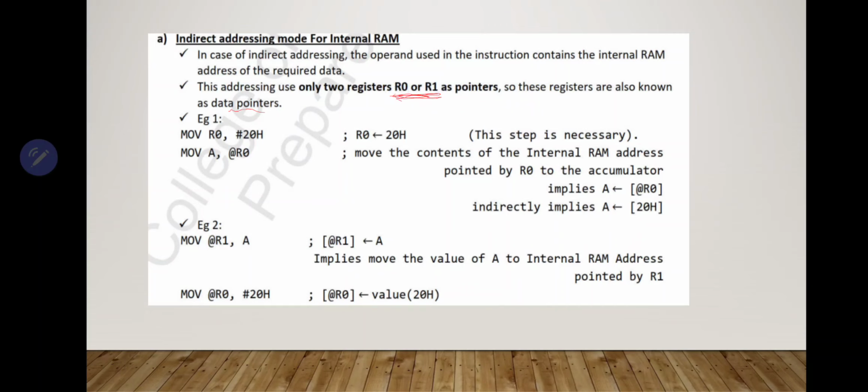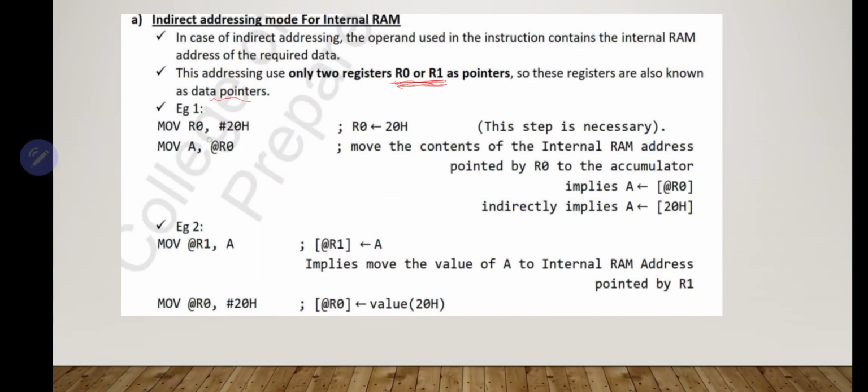In indirect addressing mode, we are using the registers R0 and R1. The first example is MOV R0, #20. This is a step in this. Then we have MOV A, @R0, which is the indirect addressing mode. Before that, we move #20 to R0, which means #20 is data. So the data is in R0, and R0 is a register which has the data 20H.